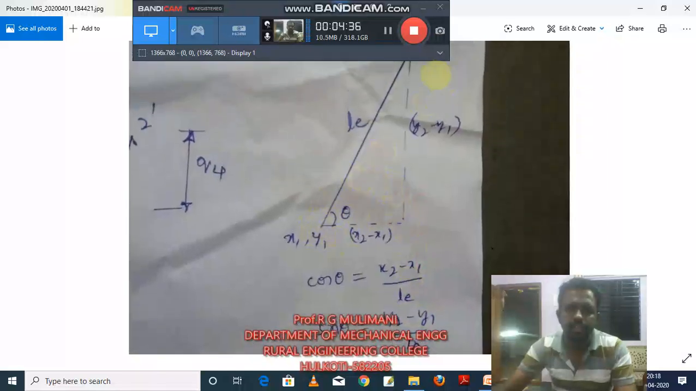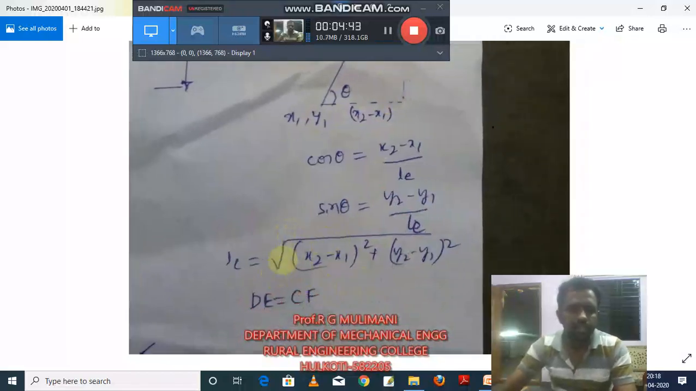Using all these coordinates, we can say that LE, by the hypotenuse theorem, is equal to the square root of (x2 minus x1) whole squared plus (y2 minus y1) squared.